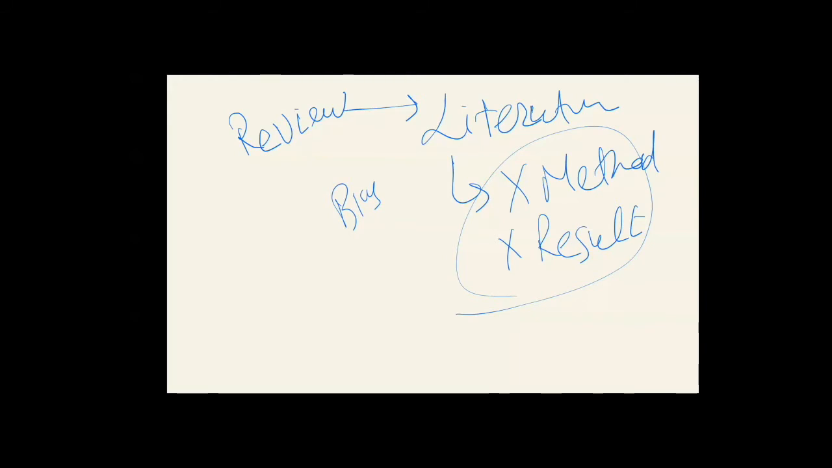My screen is... one second. I'm just sharing again.